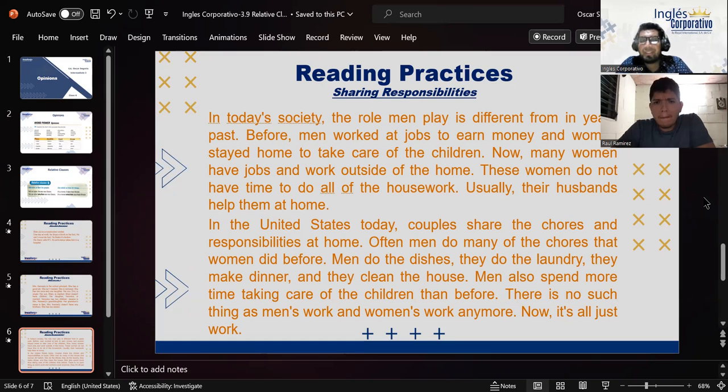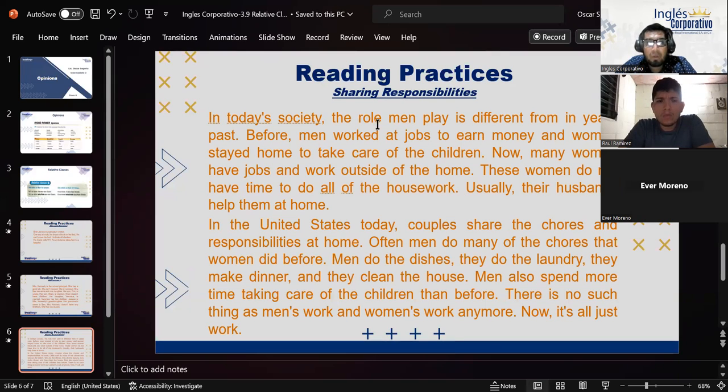All right. Very good. Great. Very, very well done. So yeah, we were following a nice pace. You were doing very, very good. And as you said, simply it starts by saying in today's society, the role men play is different from in years past. Before, men worked at jobs to earn money.